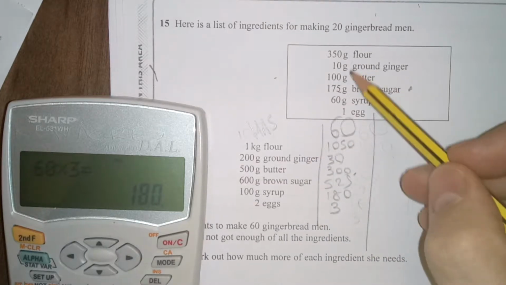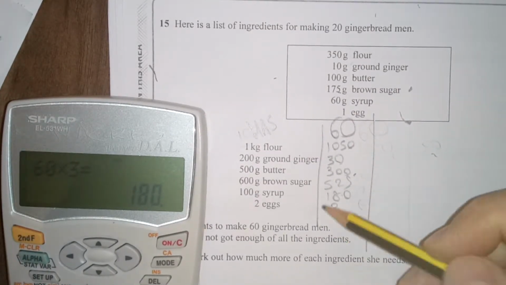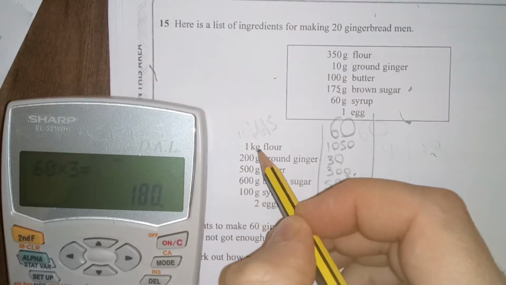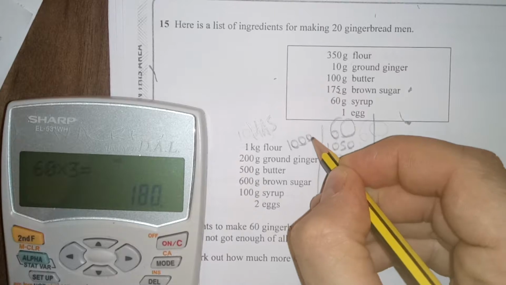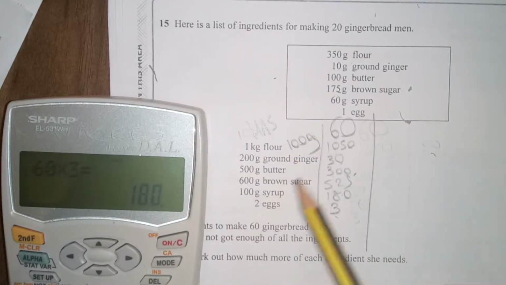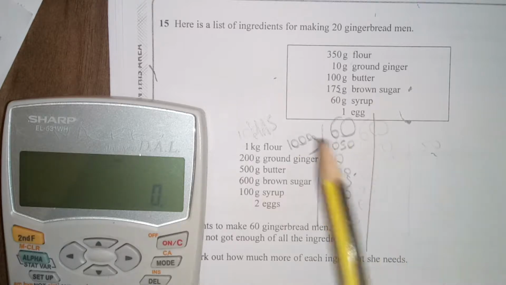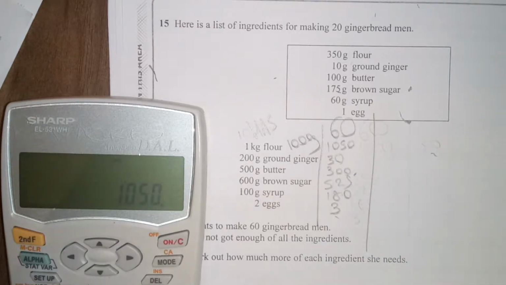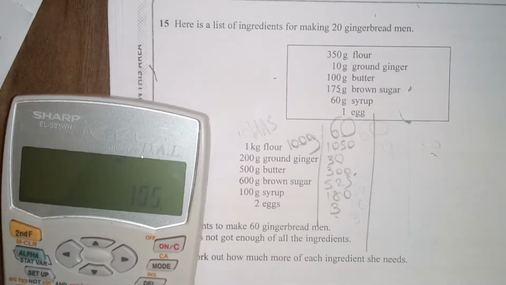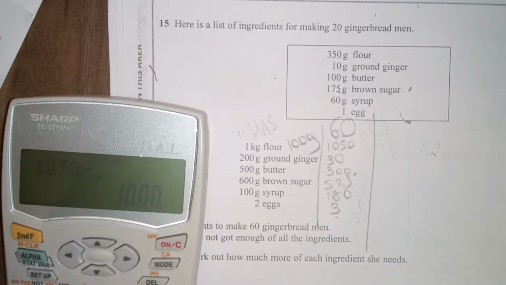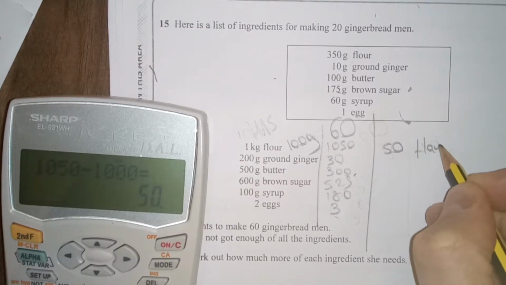Okay. Now, all of these are in grams, apart from the egg. Now, all of these are in kilograms. So this 1 kilogram isn't actually 1 kilogram. Well, it is, but it's 1,000 grams. It means when we do our subtraction, it's a lot easier. So we need to subtract these from that. So it's 1050 minus 1,000, which equals 50. So she's 50 grams of flour short.